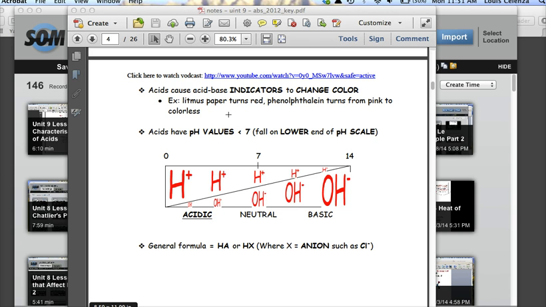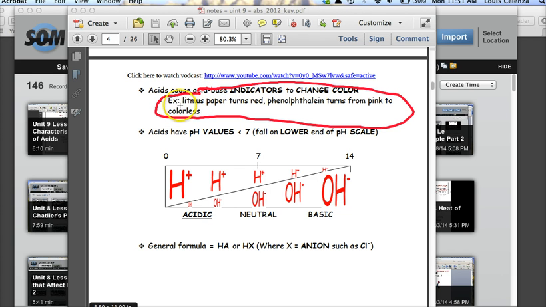So if you look here, and this is something you're going to see with bases too, acids cause acid-base indicators to change. An indicator is something that tells you whether something is an acid or a base. It doesn't tell you anything about the strength. It just tells you whether it's an acid or a base depending on the color change. And you should be very familiar with these to identify whether it's an acid or a base.